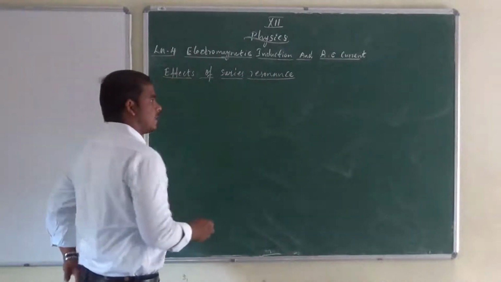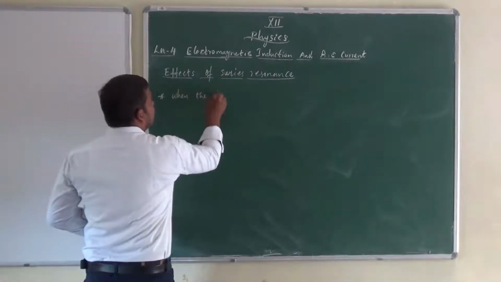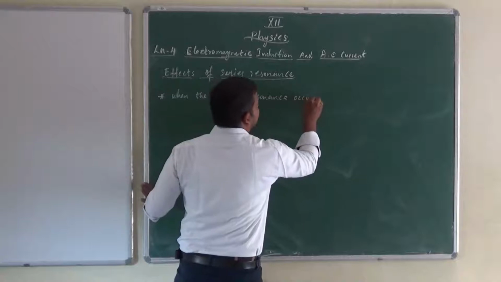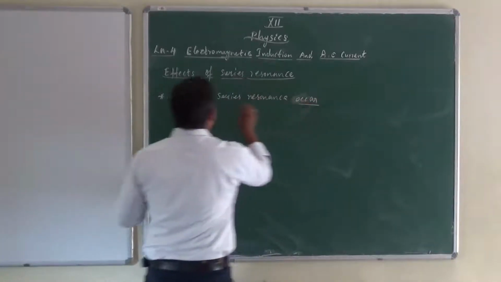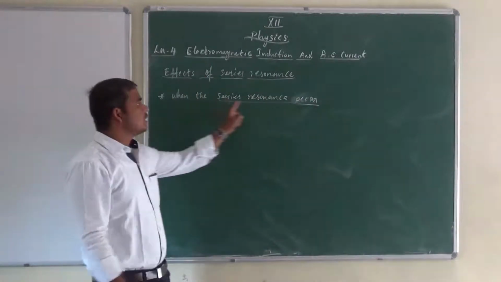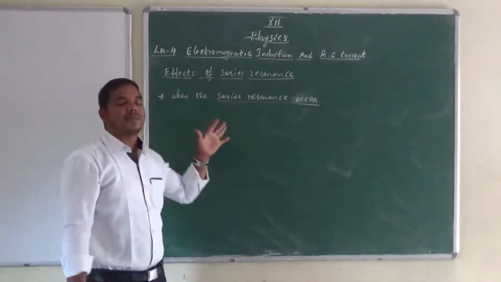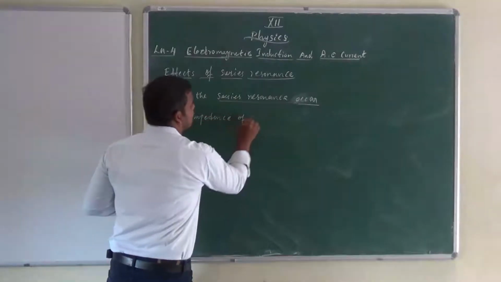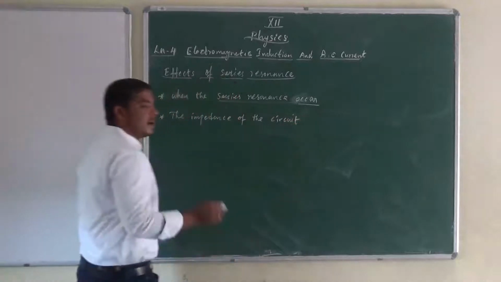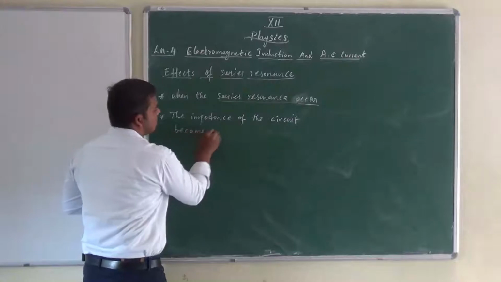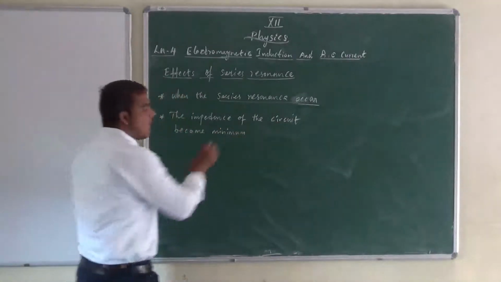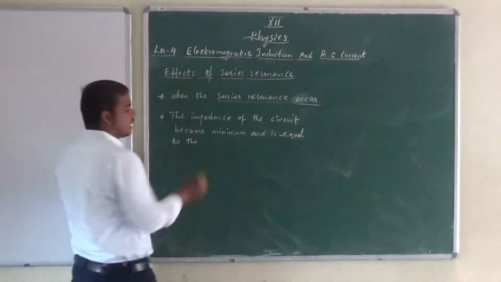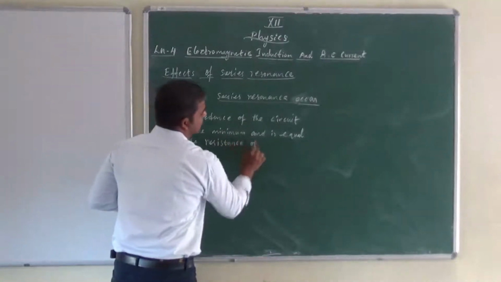When series resonance occurs, the impedance of the circuit becomes minimum and is equal to the resistance of the circuit.